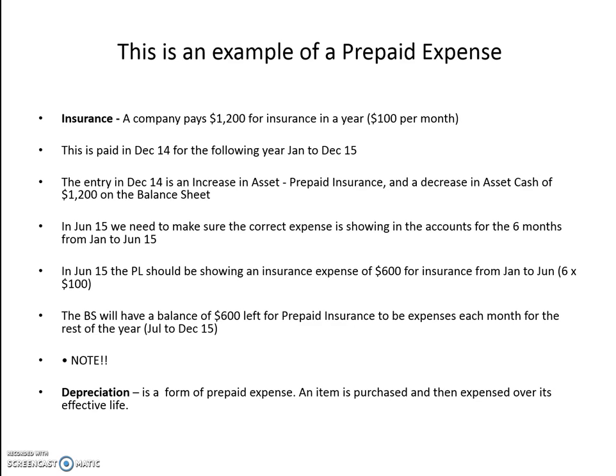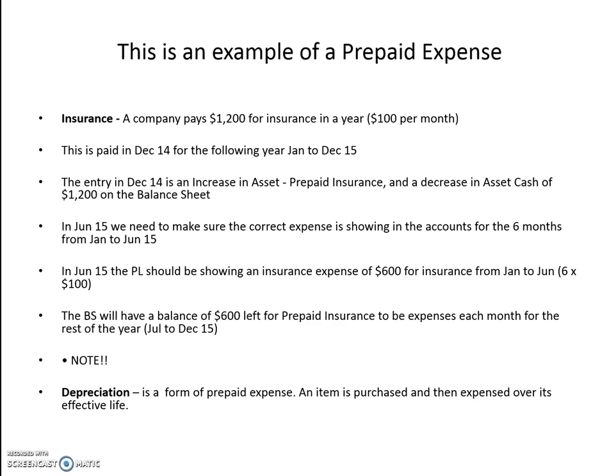This is an example of a prepaid expense. Insurance. A company pays $1,200 for insurance in a year, so being $100 per month. This is paid in December 14 for the following year, Jan to December 15. The entry in December 14 is an increase in asset of prepaid insurance and a decrease in asset, cash of $1,200 in the balance sheet.